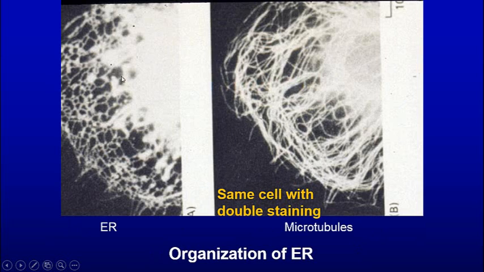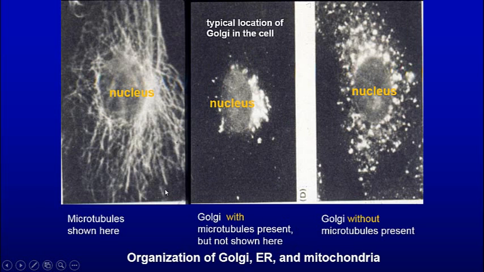Here's endoplasmic reticulum. The nucleus would be in through there, but the endoplasmic reticulum is branching and anastomosing, and it's the same cell labeled for microtubules. So you can see that the microtubules are pretty much the same as where you have endoplasmic reticulum associated with it.